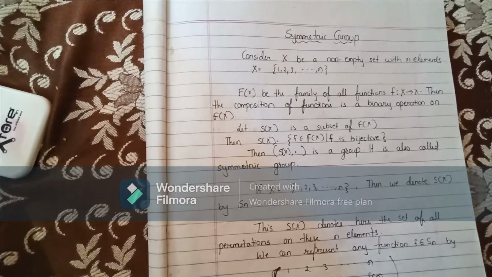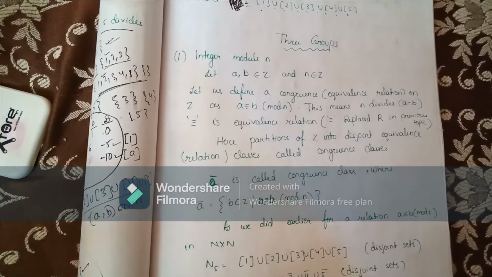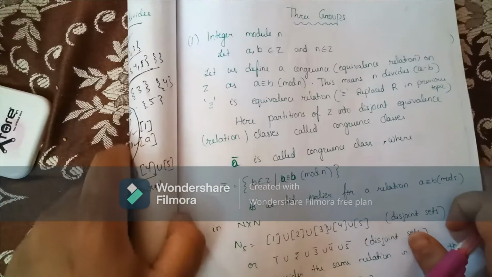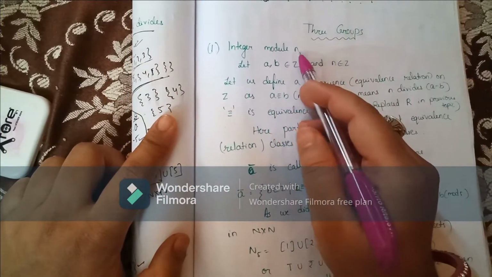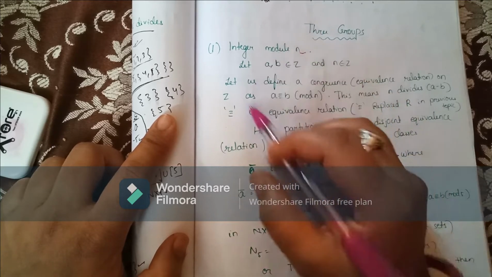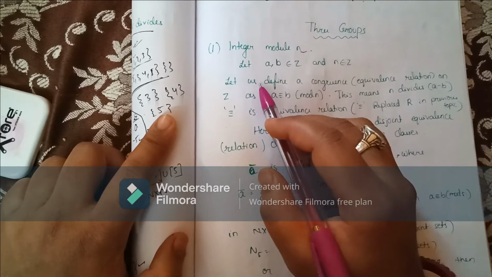Next one, symmetric group. Okay, groups are of 3 kinds. I explained to you, in the previous video I told you about the equivalence class. Now, groups are of 3 kinds. First one is integer modulo n. The example I just told about is the Cayley table. Okay, that one, and I already explained that one in this video.